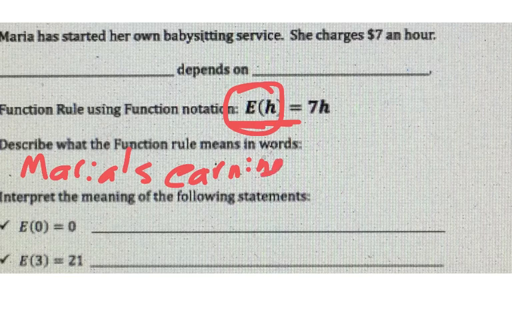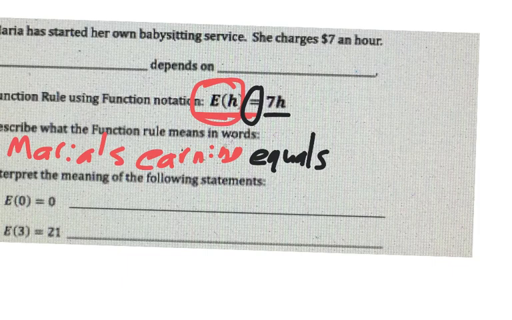And then what's next? Equals $7 an hour. So $7 an hour. So that's correct. If I want to make it a little bit more math related, I would say 7 times the number of hours she works.